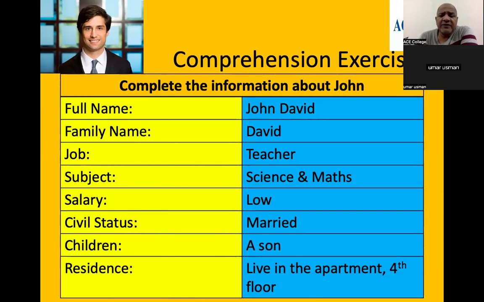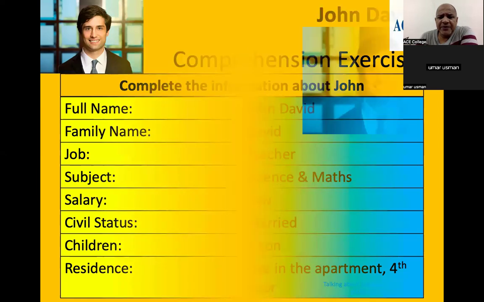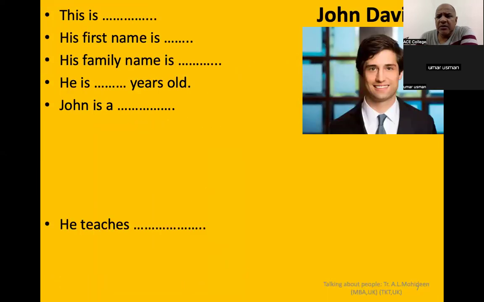For John David, we have to give information like full name, family name, job, subject, salary, civil status, children, and residence. So: full name, John David; family name, David; job, teacher; subject, science and maths; salary, low; civil status, married; children, a son; residence, lives in an apartment building on the fourth floor. Now you have to bring these ideas and make them into sentences.